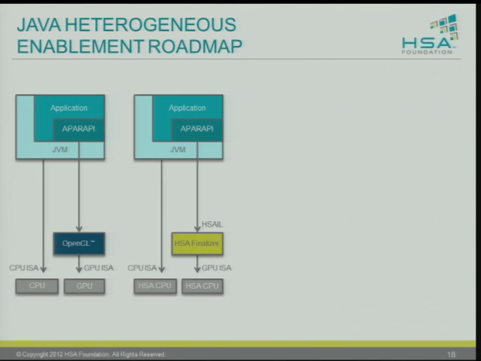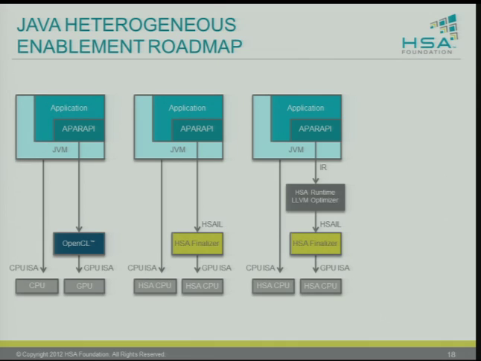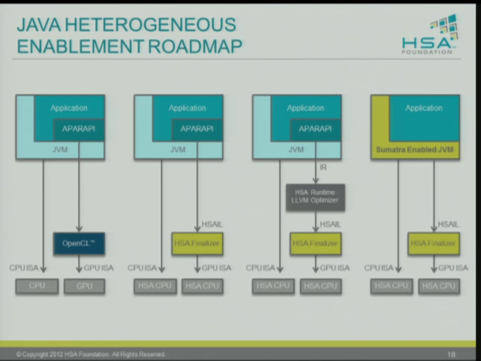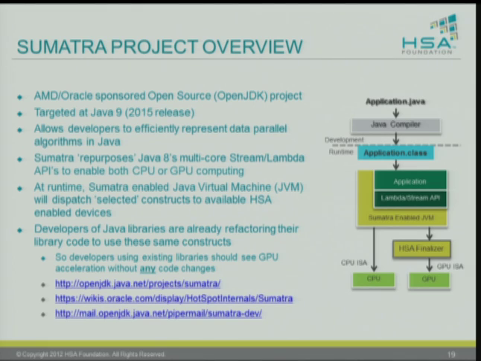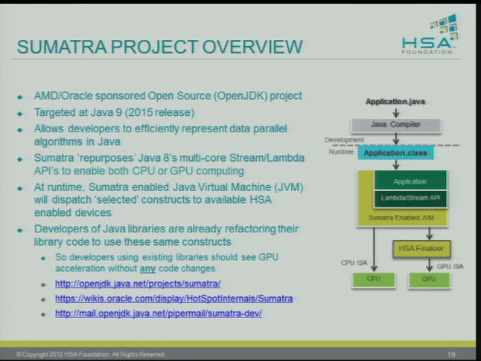But as we looked at the roadmap that we would like for Aparapi, how would we evolve it over time and optimize it, layer it directly on HSAIL, add in some optimizations? We realized ultimately that the parallel acceleration belongs in the Java virtual machine, and that's where it would ideally reside. Project Sumatra has been started to achieve exactly that. So Sumatra is an open source OpenJDK project. It's sponsored by AMD and Oracle, and it's targeted at the Java 9 release, which is scheduled for 2015.